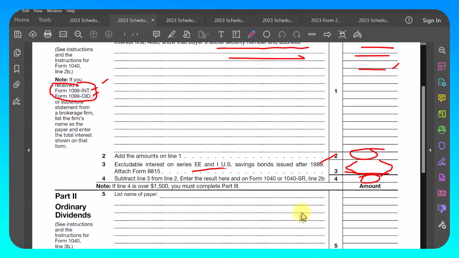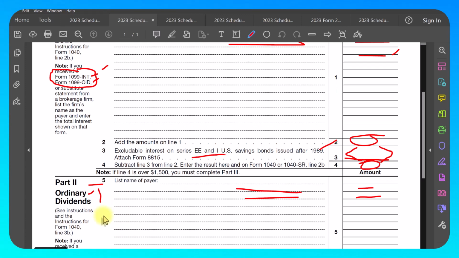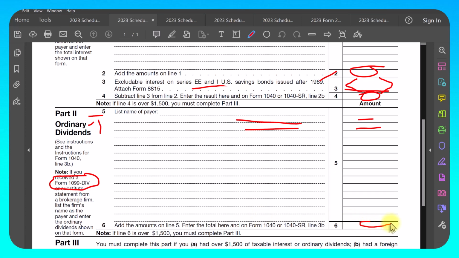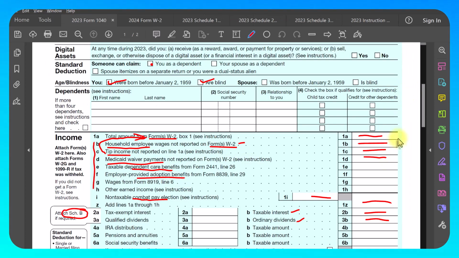Since we're here already on Schedule B, let's take a look at this Part 2 for ordinary dividends. So you write the name of the corporation and then the dollar amount, the name of the exchange traded fund possibly, and the dollar amount of so-called ordinary dividends, which are reported to the taxpayer on Form 1099-DIV. And then we take a subtotal for the ordinary dividends. We take a subtotal for the taxable interest. And we rewrite it here in the taxable column for interest and for ordinary dividends.